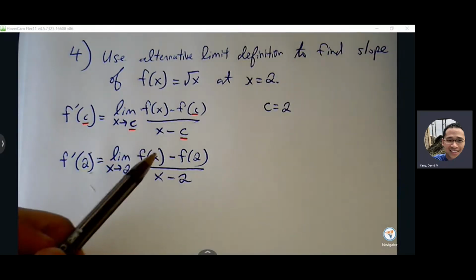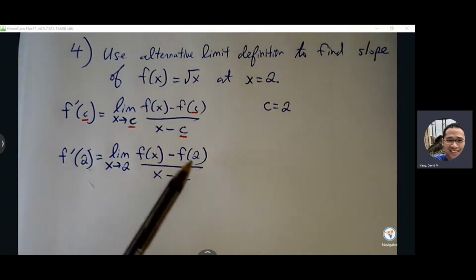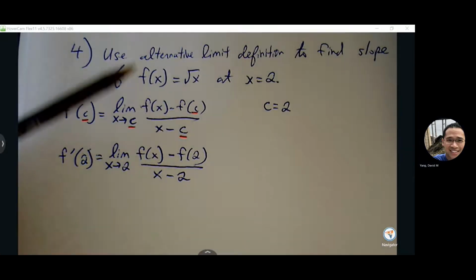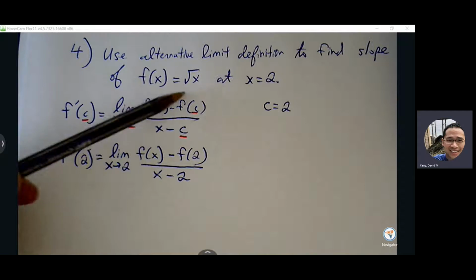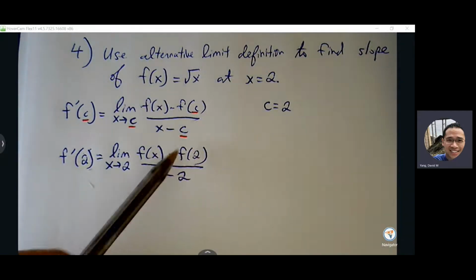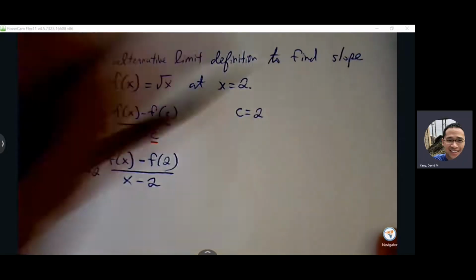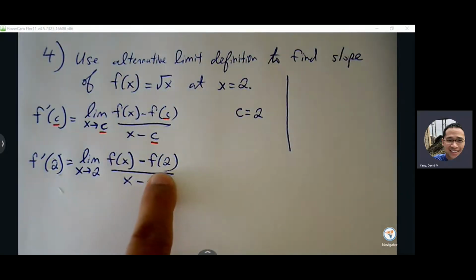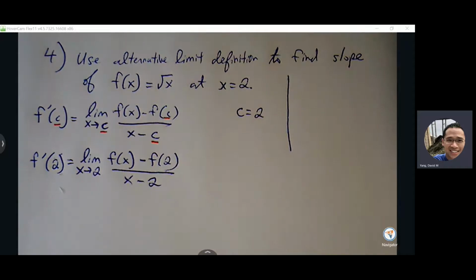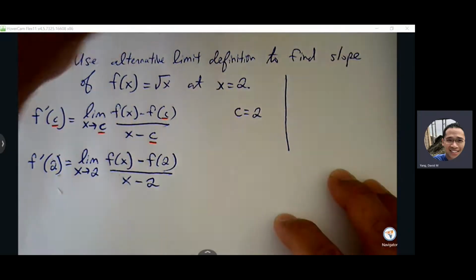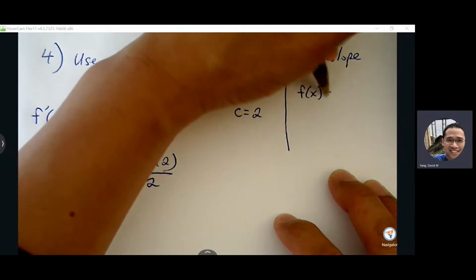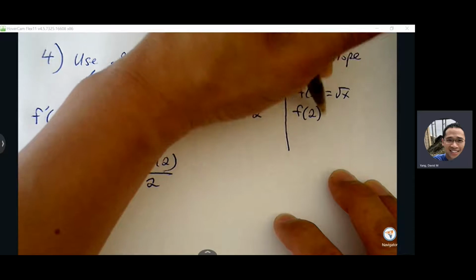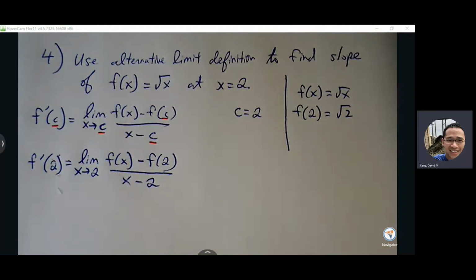Now, just like with the general definition, we're going to be making substitutions in the numerator. What do you think we can replace with f of x? Square root of x, that's an easy substitution. What do you think we can replace with f of 2? All we do is find the y value of the function. It's a little bit easier than the general definition because we don't have to worry about f of x plus h and students messing up what to do with that x plus h. Since our f of x is square root of x, f of 2 is just square root of 2. We're just finding the y value of the function.